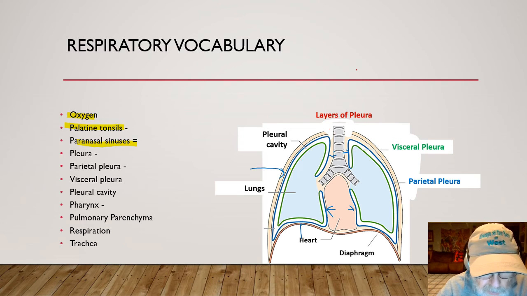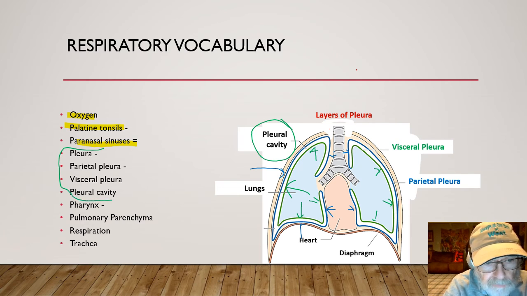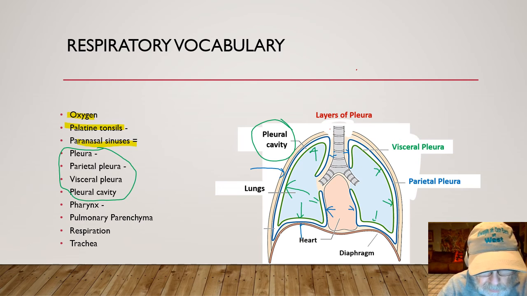The visceral pleura is the green line. That's this one in here, and that's the part of the pleura that's on the surface of the lungs. And so there's a gap between them, and that's called the pleural cavity. I talked about this before. So we have the visceral pleura that covers the lungs, and the parietal pleura that covers the inside of the thoracic cavity, the superior portion of the diaphragm, and the mediastinum. And between the two, we have a pleural cavity.